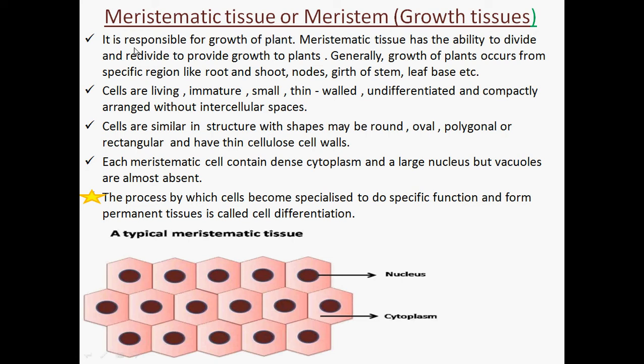Now students, let's read it. It is responsible for growth of the plant. Meristematic tissue has the ability to divide and redivide to provide growth to plants. Okay, it can divide and redivide to provide growth to the plants. Now the growth of the plants occurs from specific regions like root, shoot, nodes, girth of the stem and the leaf base. Now let's understand what is the root.